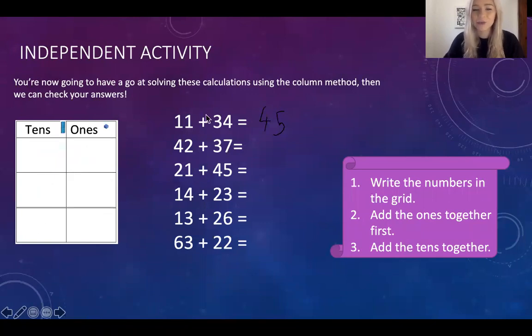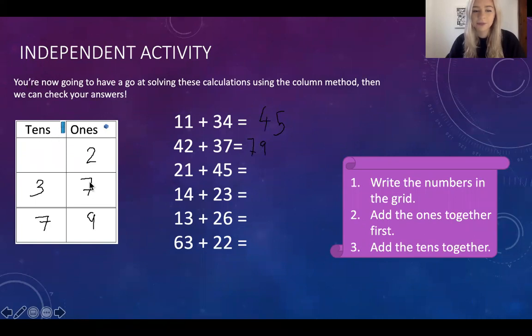Your next question was 42 plus 37. We're using some bigger numbers now, but that's okay because we can partition them. So the first number was 42, and the next number is 37. Now we need to add our 1s together first. So we've got 2 1s plus 7 1s, which we know equals 9. Then we've got 4 10s plus 3 10s, which we know equals 7. So this answer here is 79.